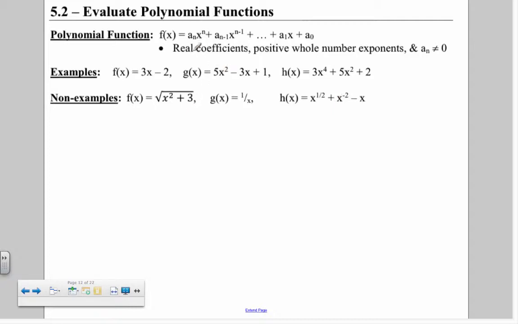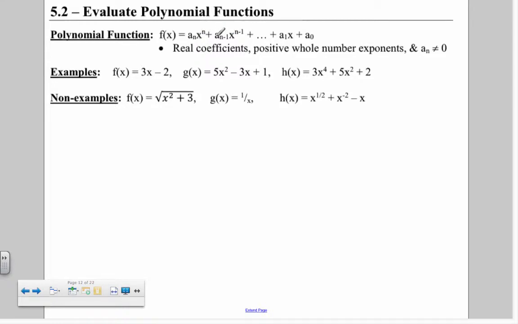So this looks kind of confusing, right? F of x equals a sub n x to the n plus a sub n minus 1 to the x all the way down to a sub 1 x and a. So all of the a with the sub n's or the sub n minus 1s, those are all your coefficients. Okay? And then all of the exponents, your n's, are your exponents.